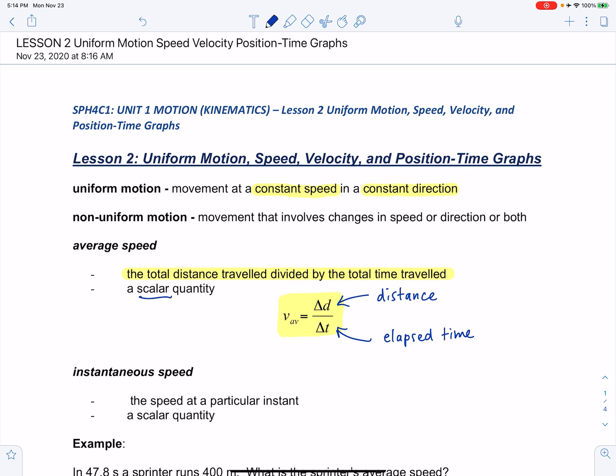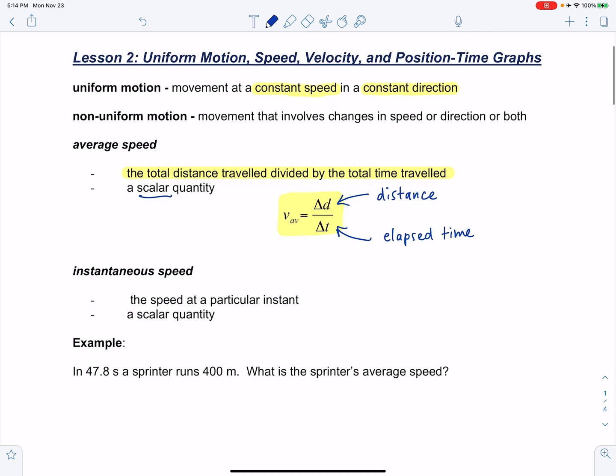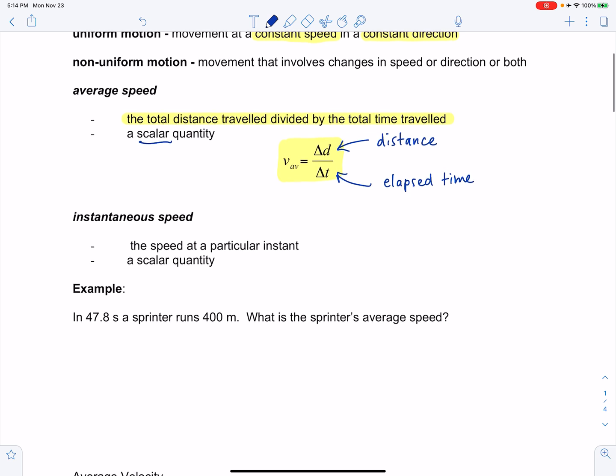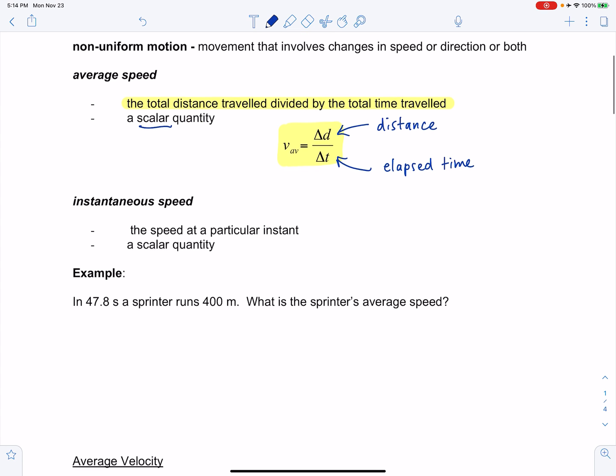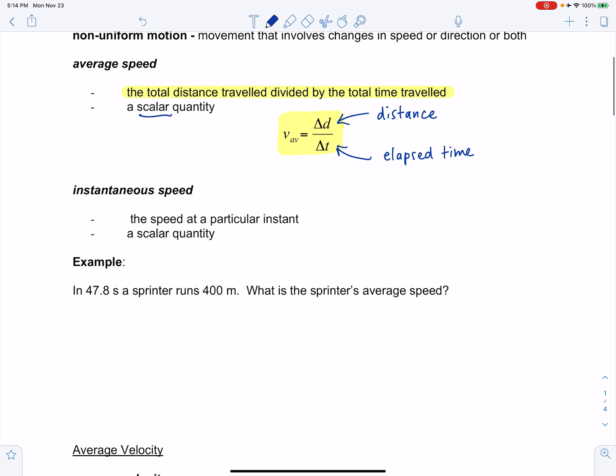Before we do an example, let's define instantaneous speed. This is just an object's speed at a particular instant in time. And it too is a scalar quantity. Let's try sample problem number 1. In 47.8 seconds, a sprinter runs 400 meters. What is the sprinter's average speed?